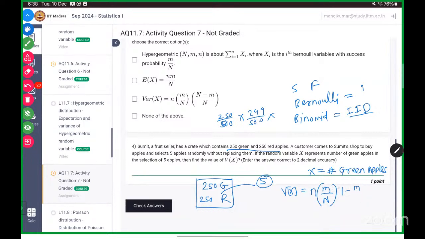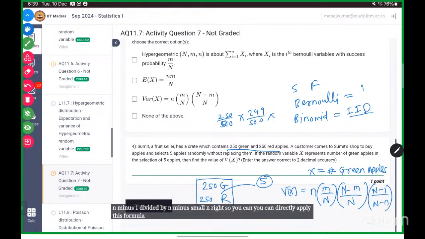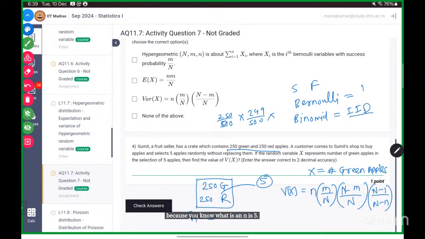Somewhere it's written like n minus m by n. This is also the same thing. So it's capital N minus 1 divided by capital N minus small n, right? You can directly apply this formula, because you know what n is. n is 5, we are going to pick 5.